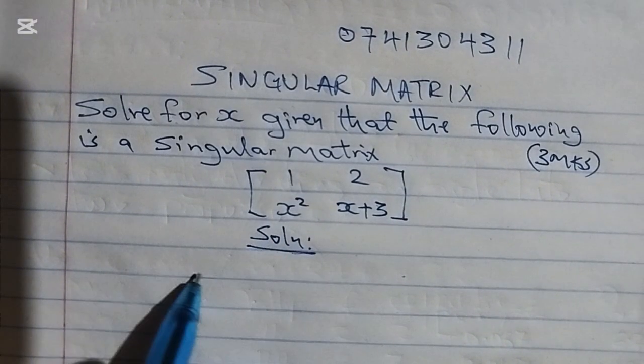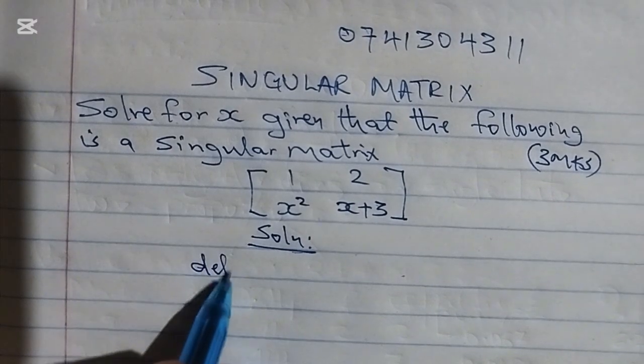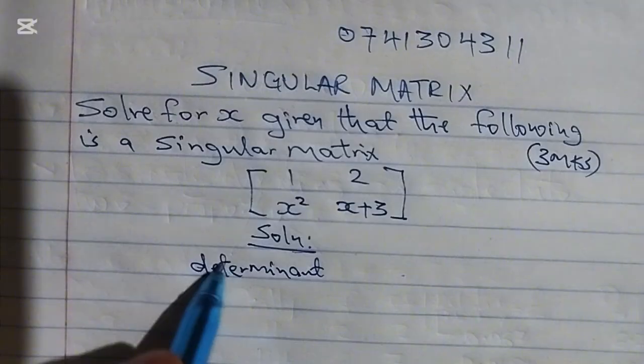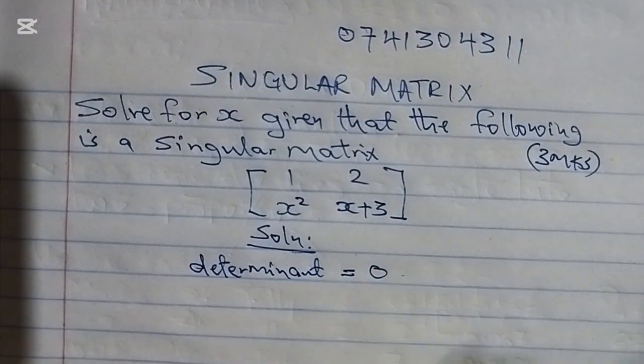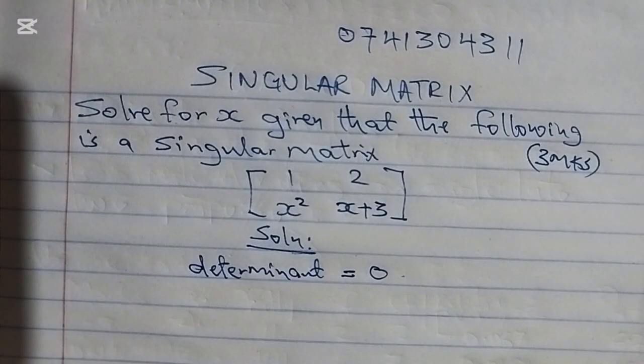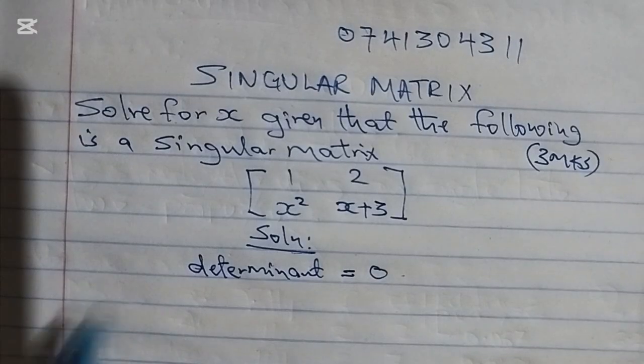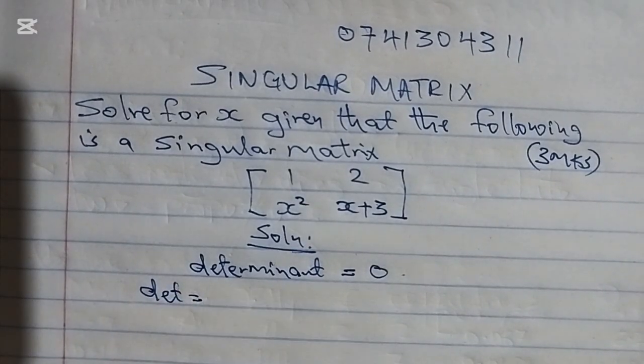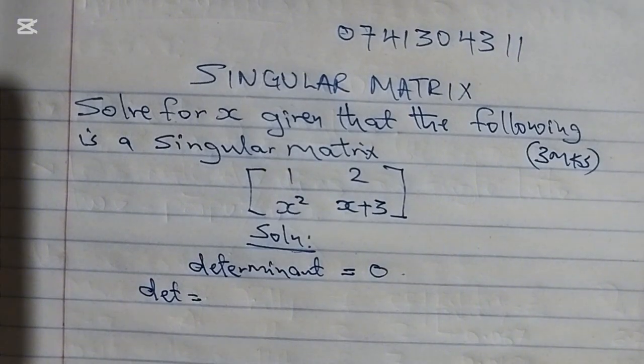for a singular matrix, what you need to know is that the determinant is normally equivalent to 0. For a singular matrix, the determinant is equal to 0. Then, how do you obtain your determinant? Determinant is the product of values in the main diagonal.